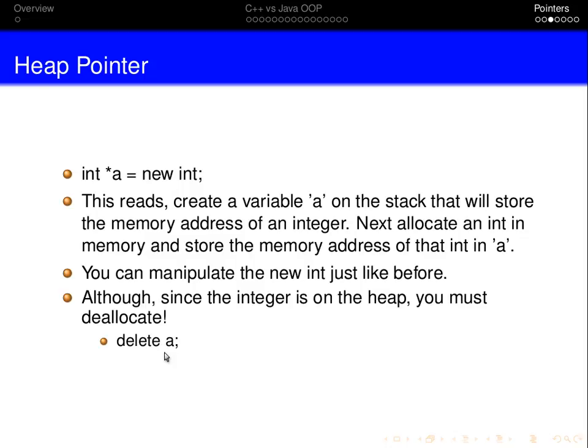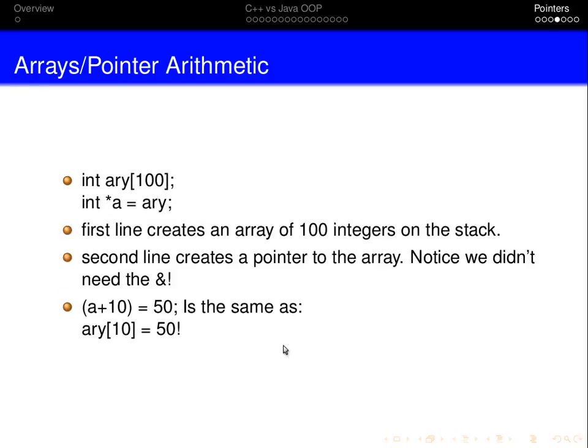All right, good. Array arithmetic. We went through this a little. So int array of 100, is that array on the stack or on the heap? It's on the stack. So int* A is pointing to the array, which is on the stack. So A is now a stack pointer. The first line creates an array of 100 integers on the stack. The second line creates a pointer to the array. Notice that we didn't use the ampersand in this situation. That's because when you declare an array with square brackets, you're actually declaring the array as a pointer.